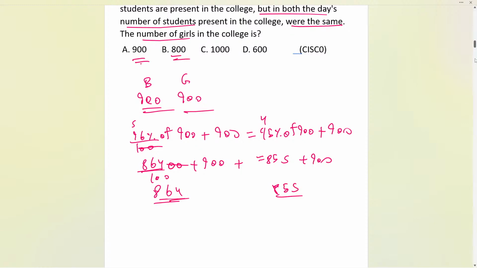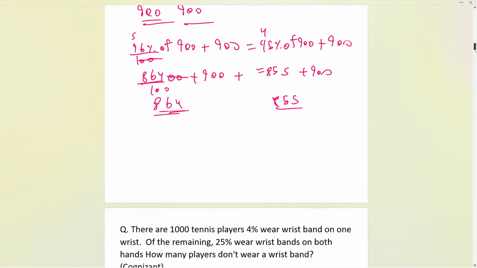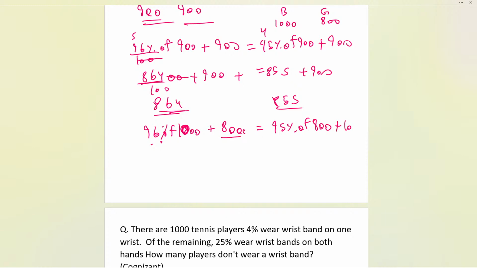Let us see the B option. Now B option is 800. Again we are going to apply the same thing: 96% only, that is correct. Now we are going to take the second option, that is 800. We also have to observe the boys and girls. The girls were 800 and the boys are 1000. So here we should be taking 1000 because 4% boys are not present, and the rest girls are present, which is 95% of 800. So 800 for the girls present and 1000 boys are also present.